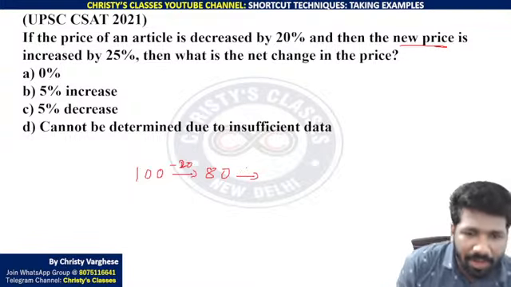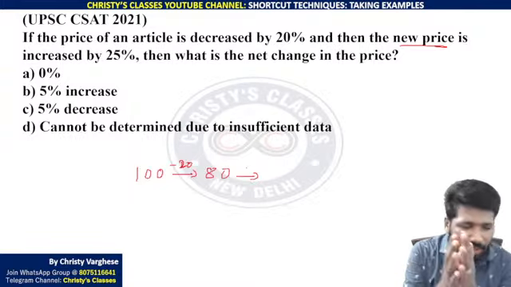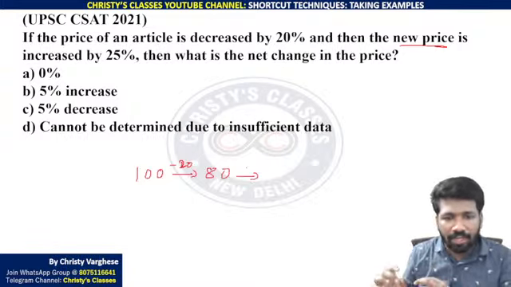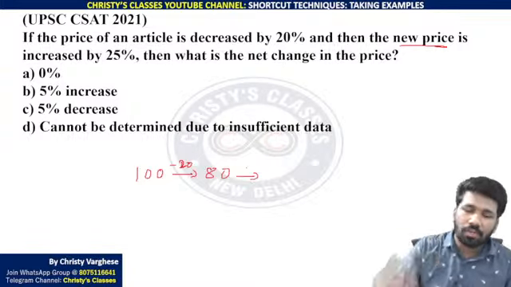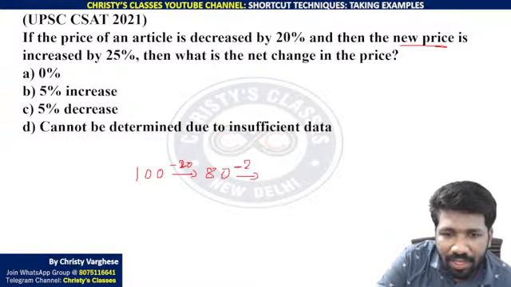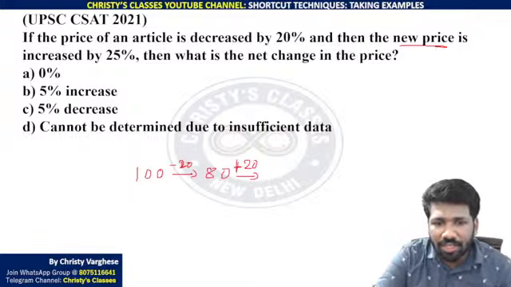Again, mental math will help you. 25% to find it. 80 is 100%, 80. 50% is 40, half of it. 25% will be half of 40. Half of 40 is 20. So 20 will be 25% of 80. 20 increased. Increase means added. So that will become 100.